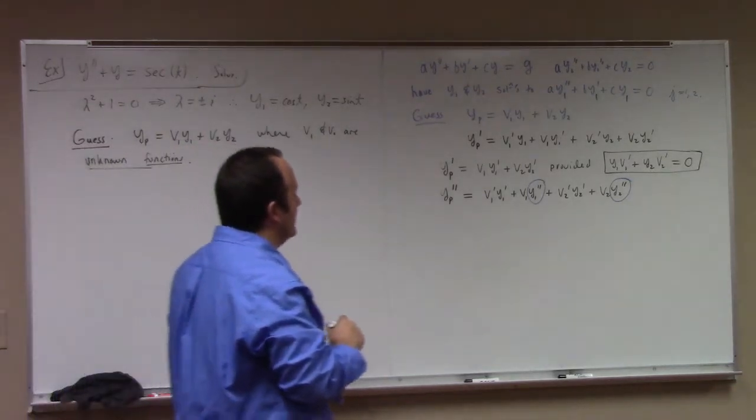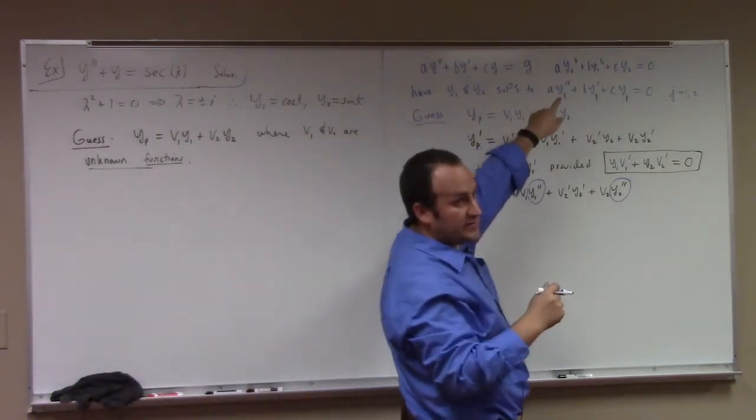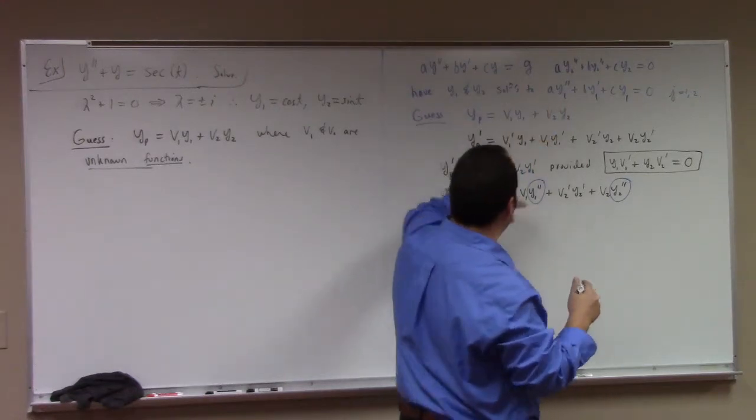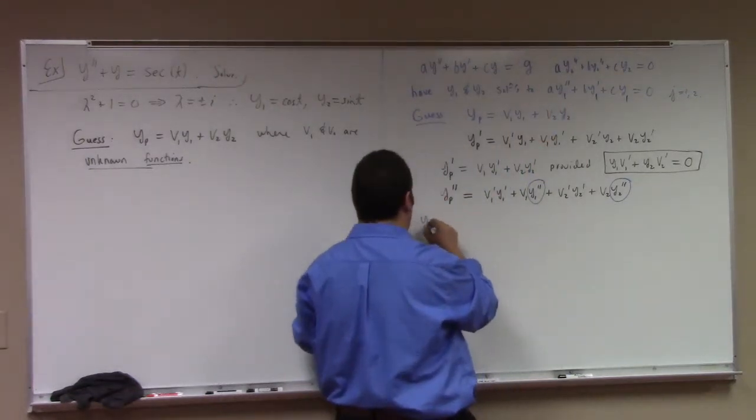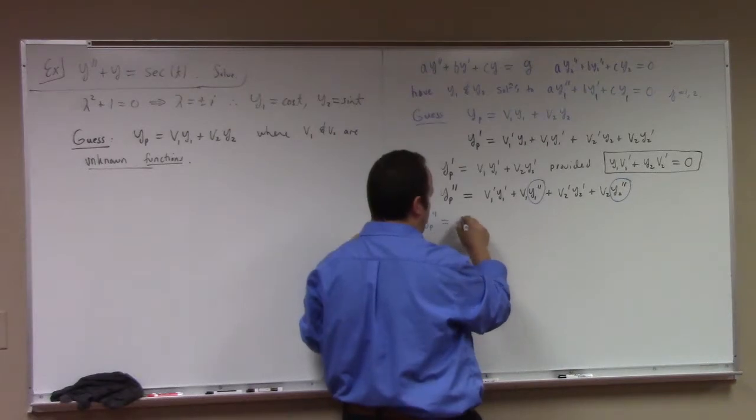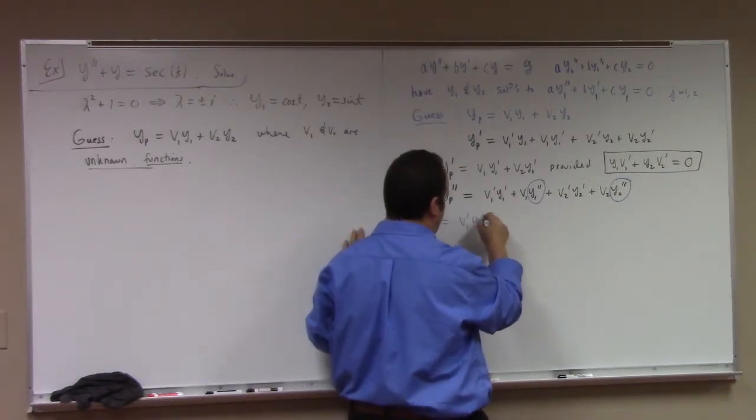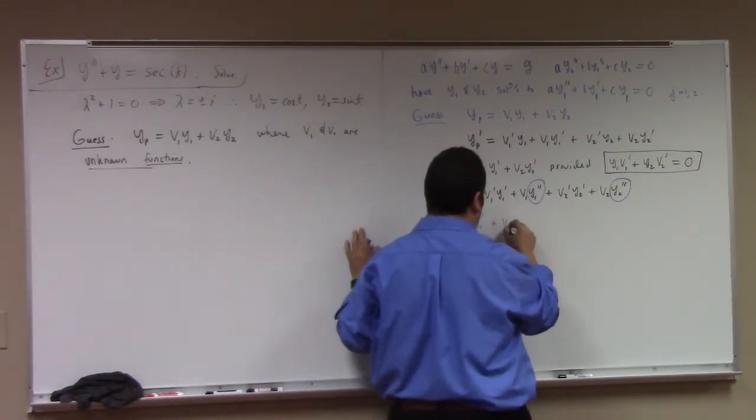Anyway, so if A2 is non-zero, we can solve for Y2 prime prime, right? What's this look like? Yp prime prime. We got V1 prime, Y1 prime. What's this? This is plus V1 times what?